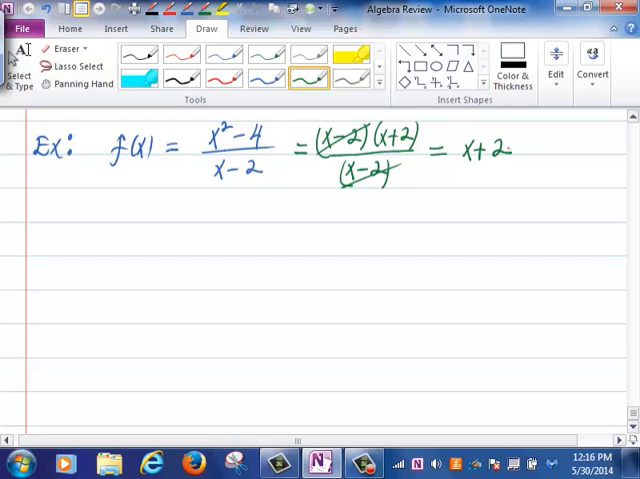So does that mean that this function here is the same as this function here? There's only one difference. Notice that when x is 2, the second function is defined. It is 4. When x is 2, the first function is undefined. You get 0 divided by 0. The step that I did here is only valid when x minus 2 is not 0, that is, if x is not 2. So these two functions are the same except when x is 2. The graph of the function f is the same as the graph of x plus 2, except when x is 2, where my function f is undefined.